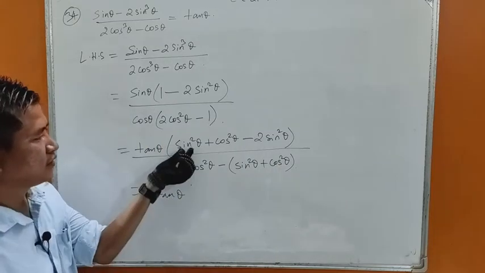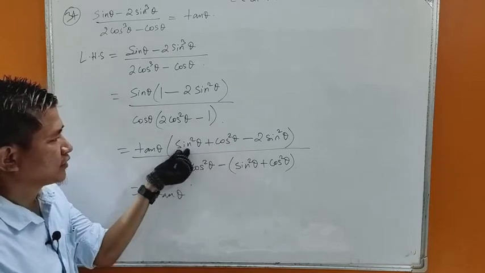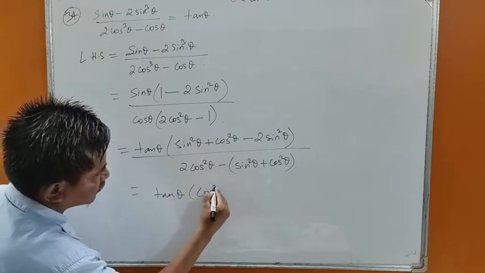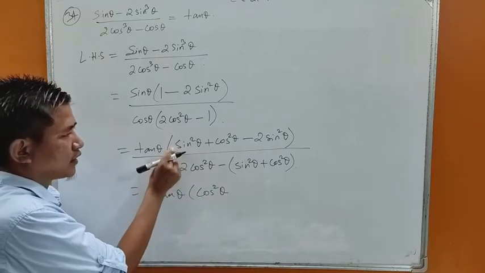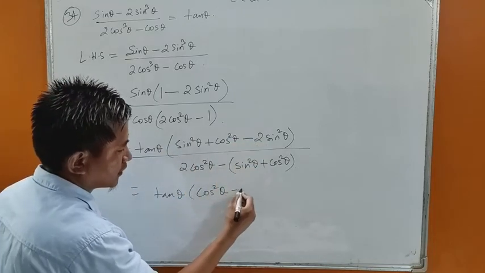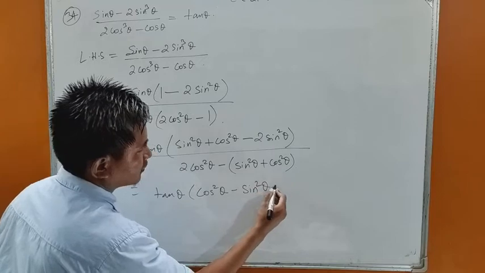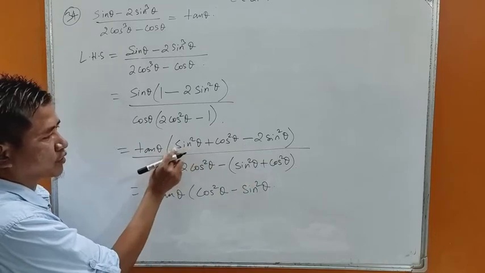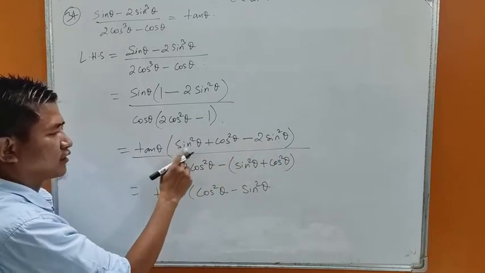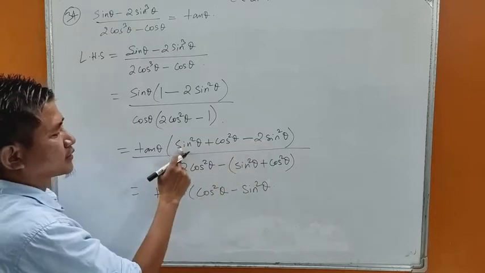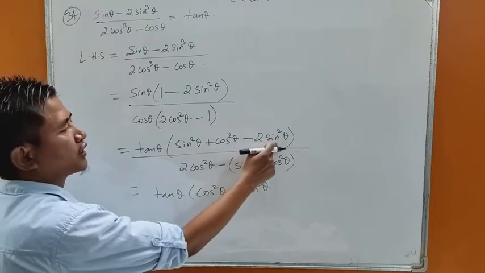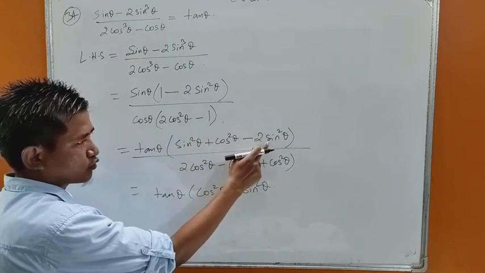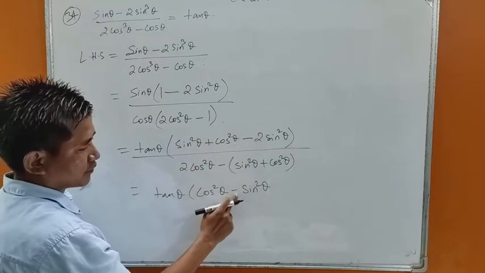Now here, cos square theta, let me write first, okay? This cos square theta first. Cos square theta plus sin square theta minus 2 sin square theta is minus sin square theta, isn't it? Here we have 2 sin square theta, that is negative, and here we have 1 sin square theta, that is positive. So 2 sin square theta minus 1 sin square theta is sin square theta. 2a minus a is 1a, isn't it? The sign of the greater number comes, 2 is greater than this, so the minus sign comes here.